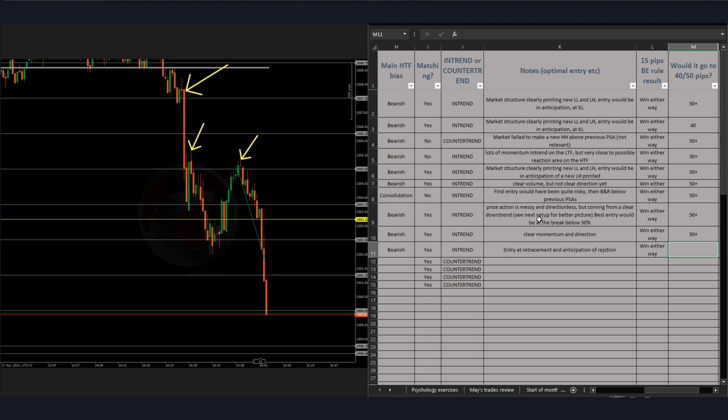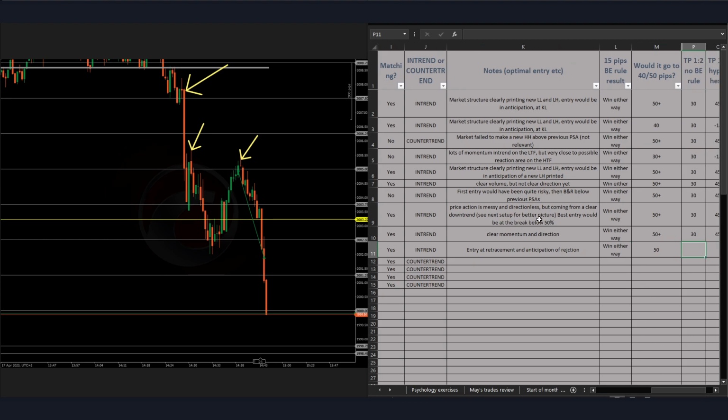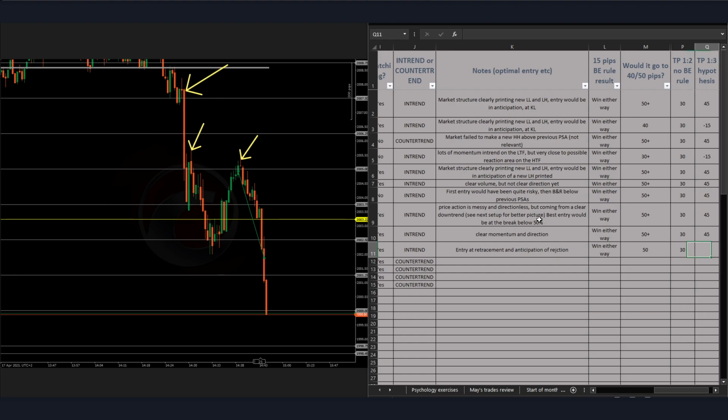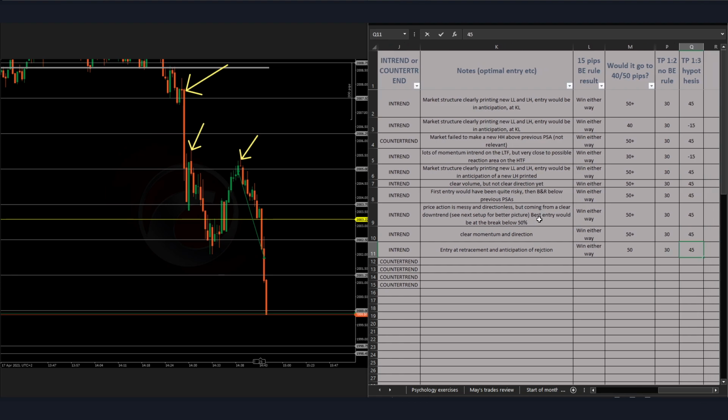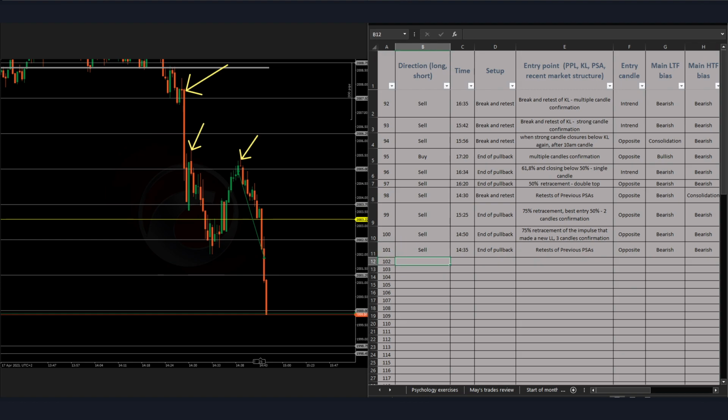It will go more than 50 pips without the break-even rule. It will still be a win. So this one was pretty easy because, of course, we already talked about it a lot. Okay, and let's move to the next one.